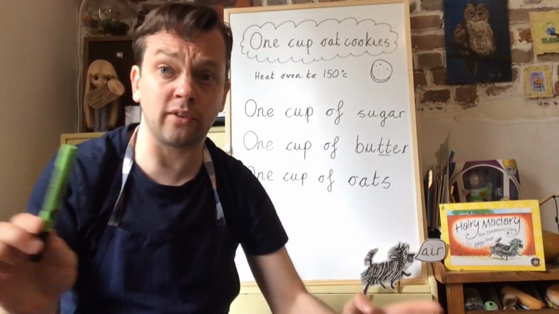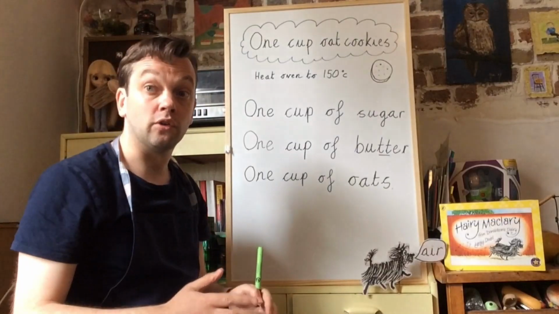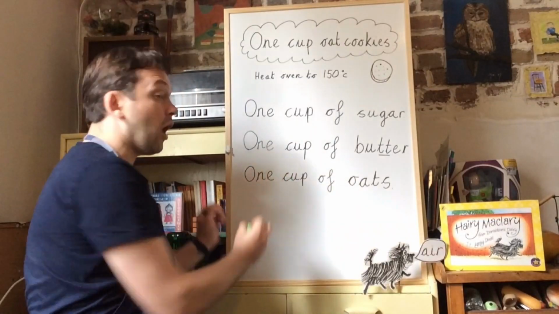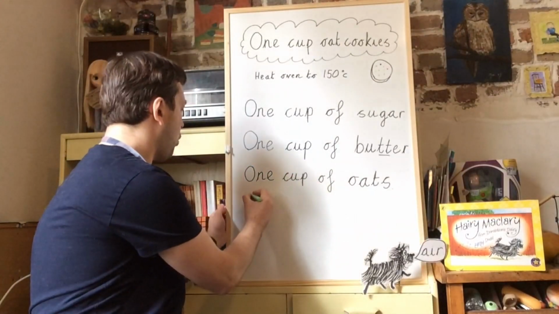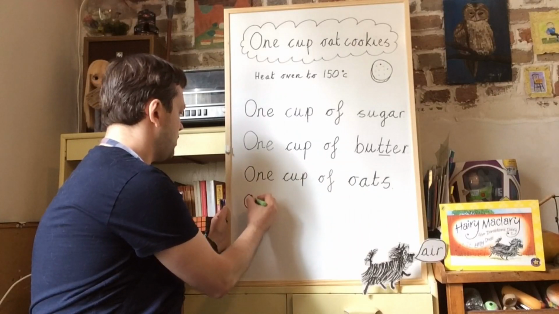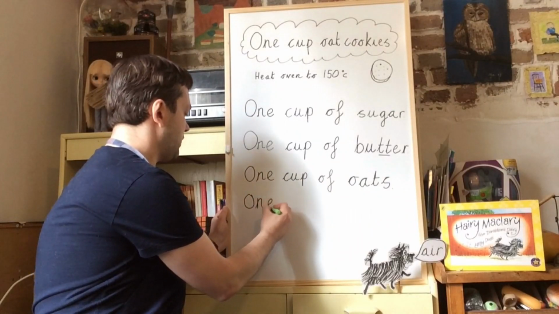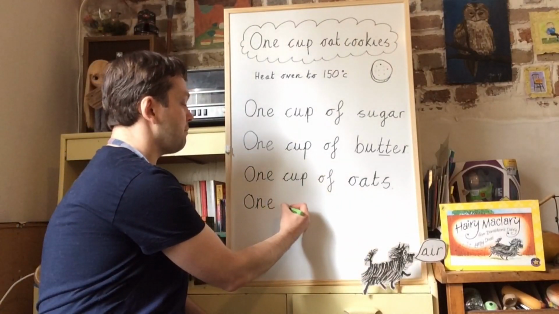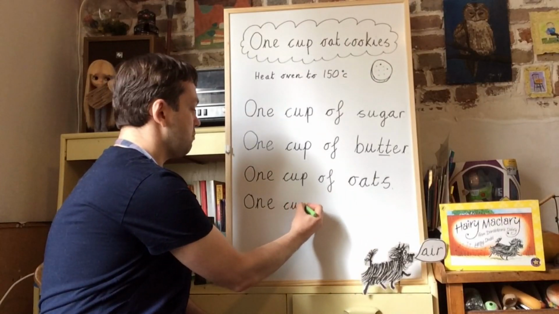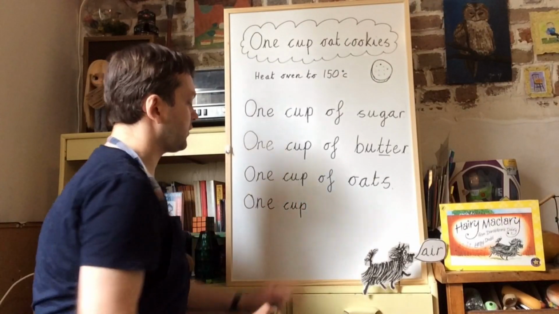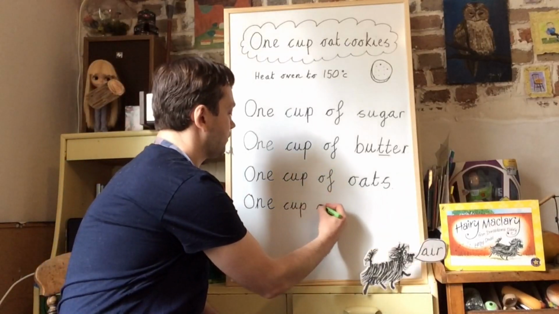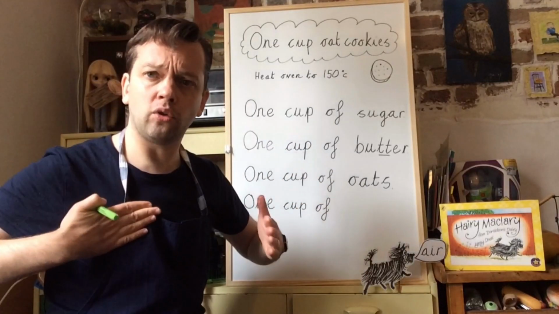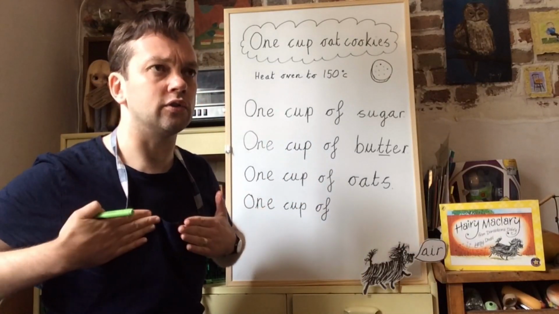What do we need to do? We need to write it down. 1 cup of sultanas. So 1. Can you write it before me? O-N-E. 1, 2 finger spaces, cup, k, up. C-U-P. 2 finger spaces, of. O-F. Now, sultanas.